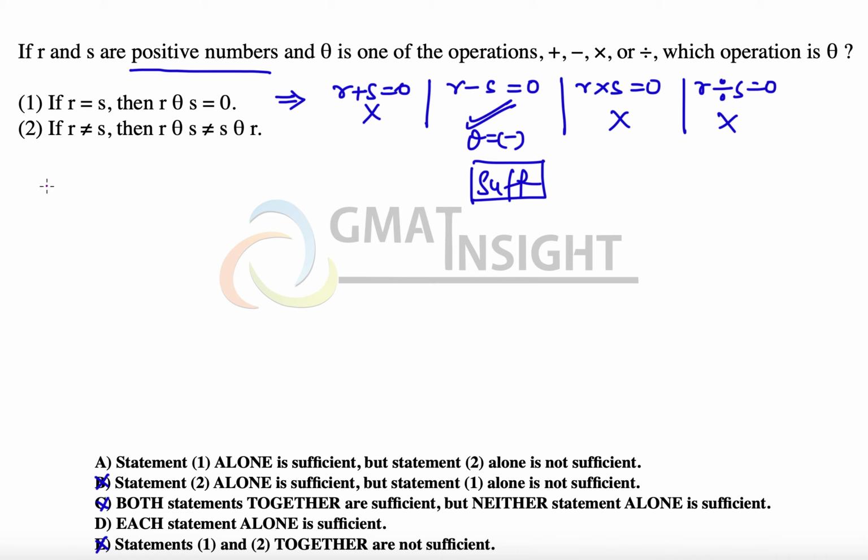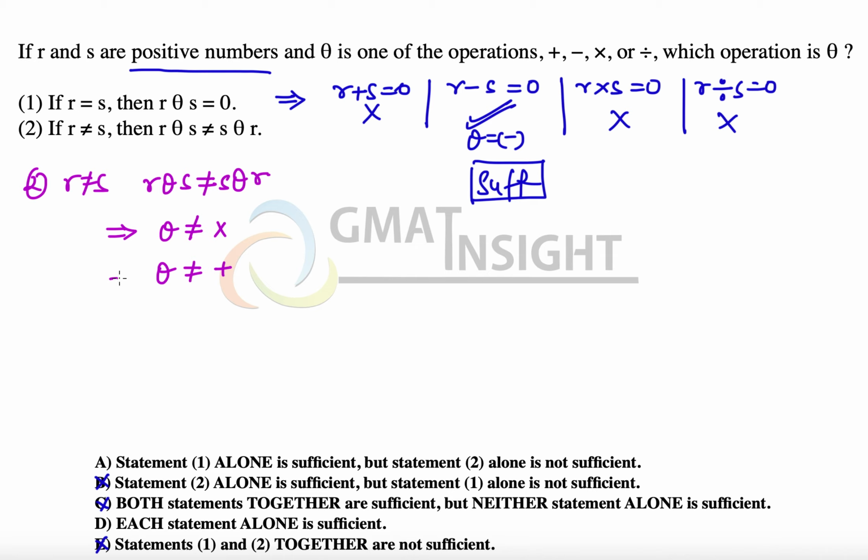The second statement says that R is not equal to S and R theta S is not equal to S theta R. Now, the multiplication of two numbers is independent of their order, which means if theta were multiplication, then these two things would have been equal. But since they are not equal, theta is definitely not multiplication. Also, addition is again independent of the order, so R plus S will be the same as S plus R, and since these two parts are not equal, theta is definitely not the plus sign as well.